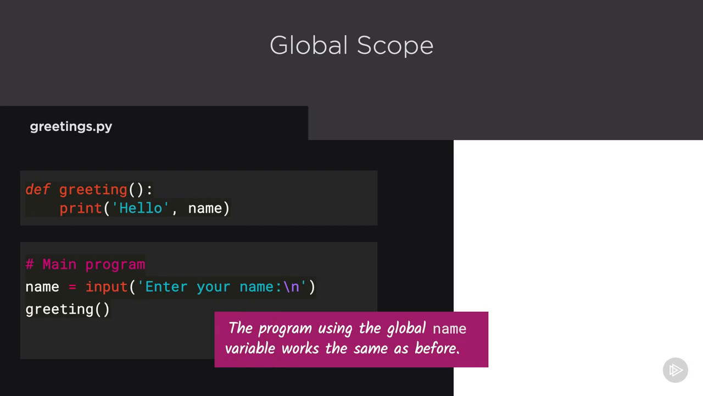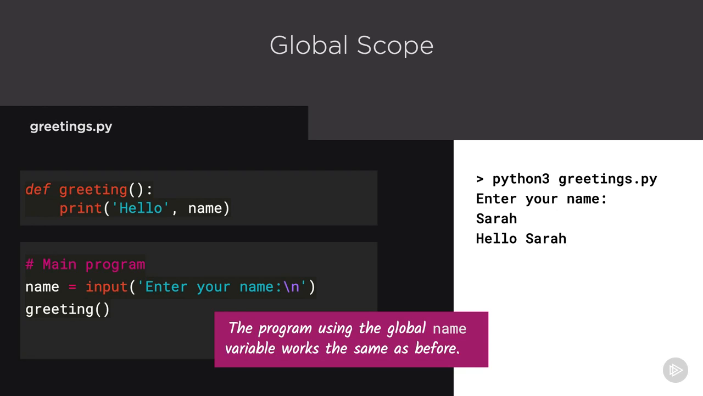Now, if we run this new program, it runs the same as before. It would ask you for your name. It would save the name Sarah to the name variable. Then the greeting function would be called, and hello Sarah would be printed, and then finally the program would end.